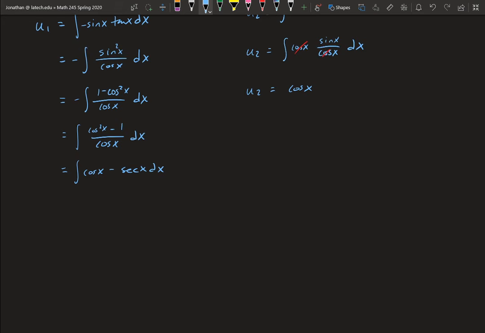Let's do this as cosine squared minus 1 over cosine dx. This is going to be the integral of cosine x minus secant x dx. There we go. Now we're talking. The integral of cosine is sine, minus the integral of secant. Anybody remember? There's usually one person who remembers the integral of secant. It's that weird trick where you multiply top and bottom by secant plus tangent. That makes it a u-sub, and then you get natural log absolute value secant x plus tangent x. And that's u1.